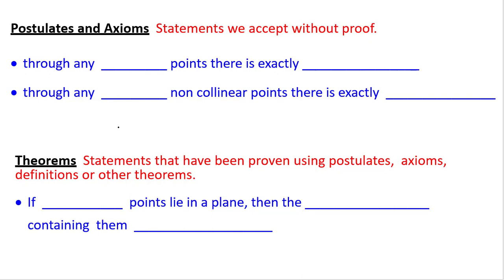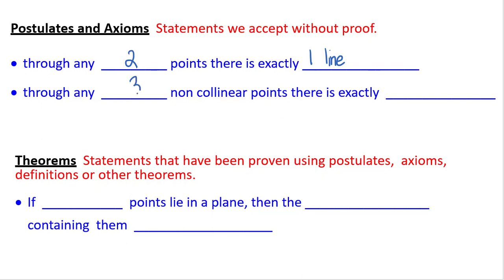One of the major concepts that we're going to be dealing with here in geometry is this concept of proofs. We're going to be proving theorems. And postulates and axioms we don't need to prove because either they're so obvious or it's like a one-step, two-step proof. Okay? So through any 2 points, there's exactly one line. And again, I would make sure you have these in your notes.